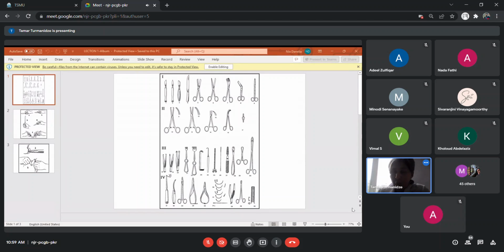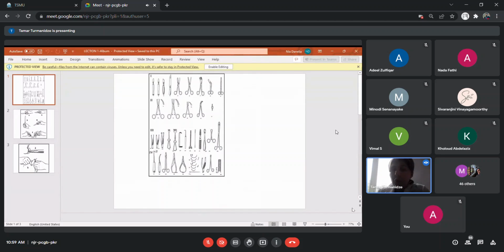Mainly these instruments are divided into two types. Do we see the picture on the screen? Yes, Professor. Students.